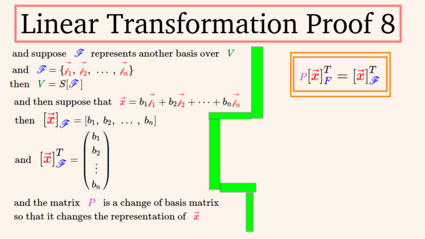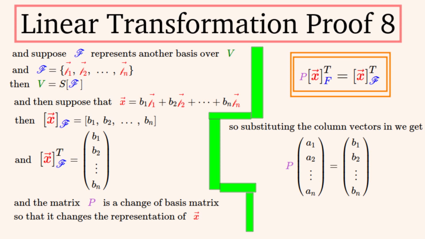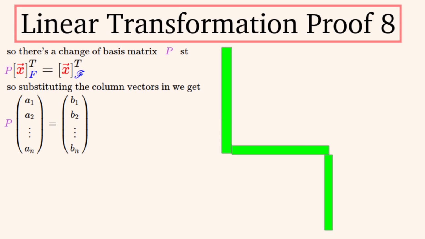It changes the basis from F to curly F. And this is what we get when we substitute the coefficients in. The first column vector contains the coefficients for F, and the second column vector contains the coefficients for curly F. So I'll just make some more room on the screen like this.